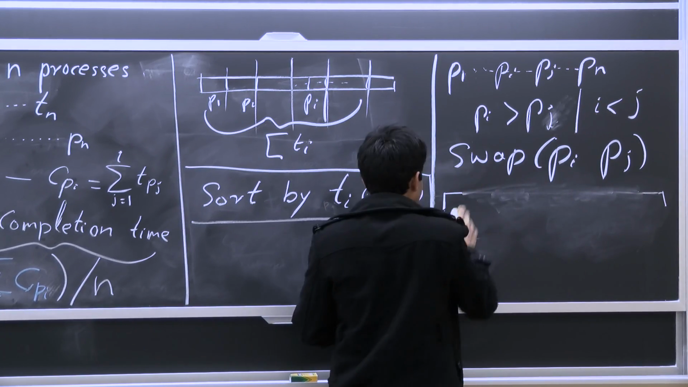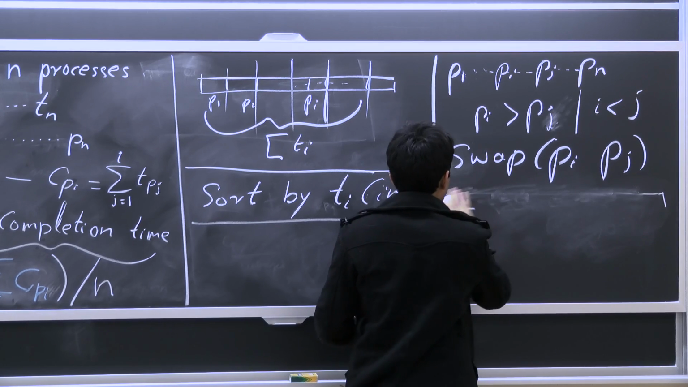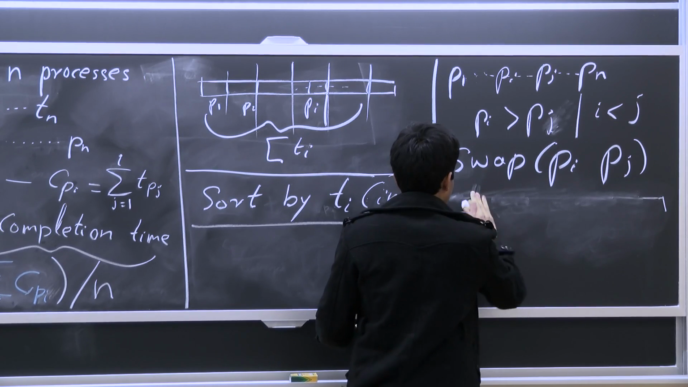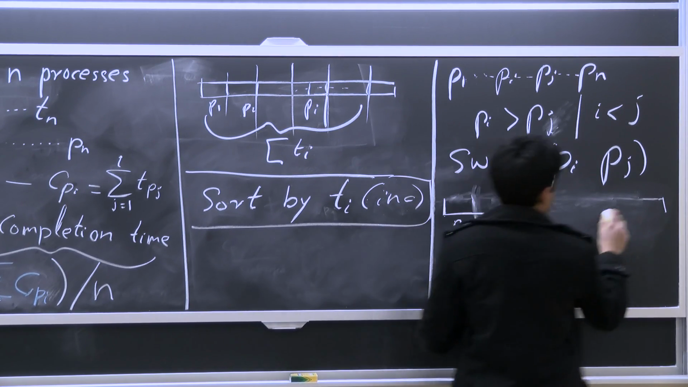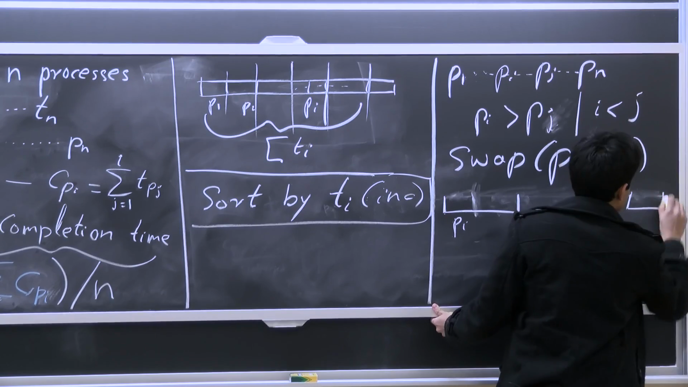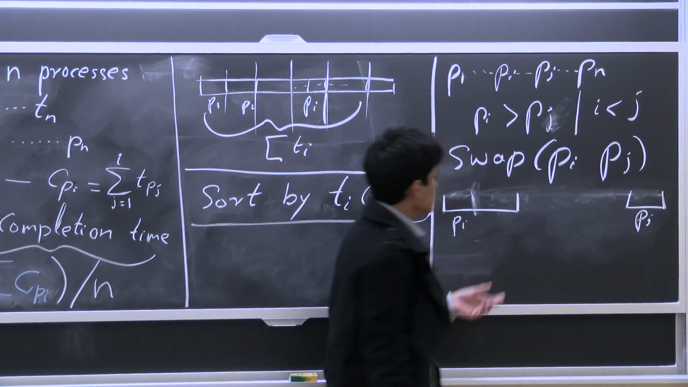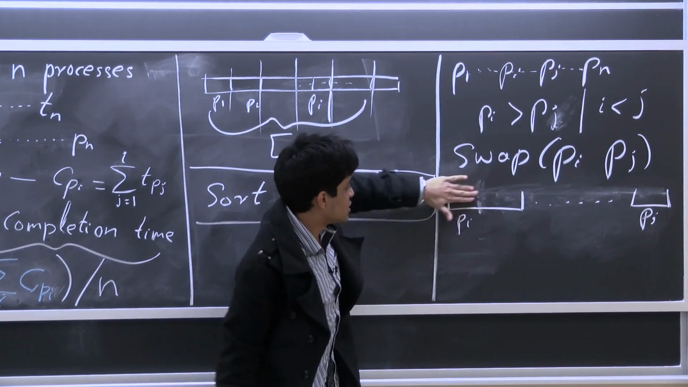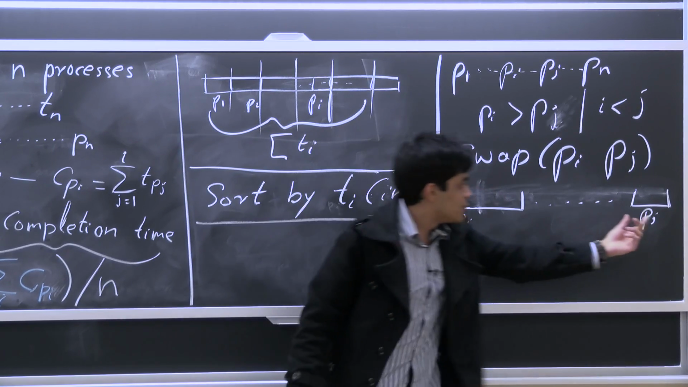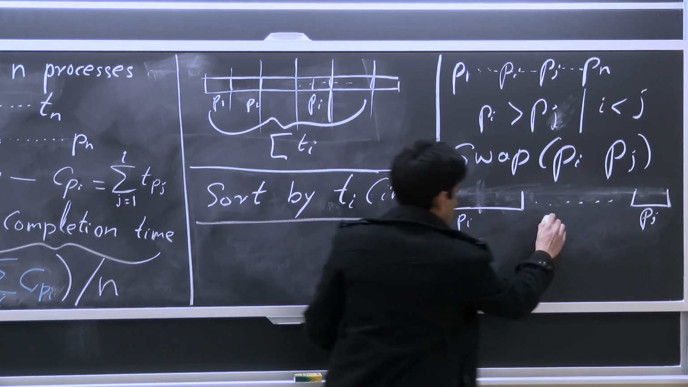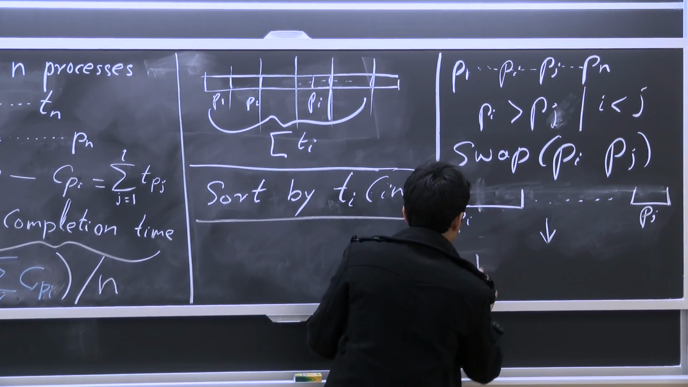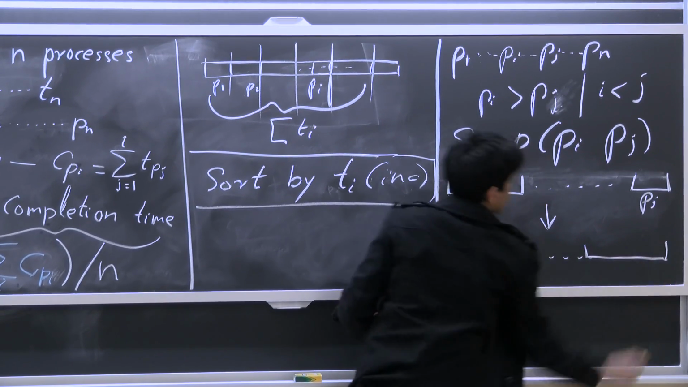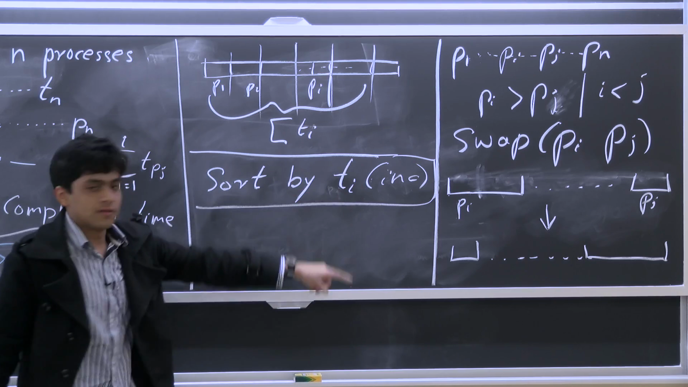So let's say you had this process, PI. Actually, this is the big process, right? So this is PI, and this is PJ. And they have some stuff in the middle. And my claim is that this is not optimal. You'd do much better if you move PJ over here. So you want to go from this to this, and the big process. So let's see what changes when you go from there to there.